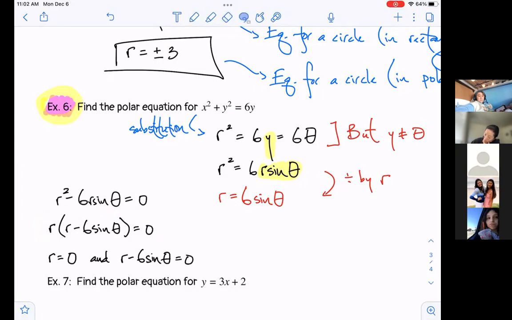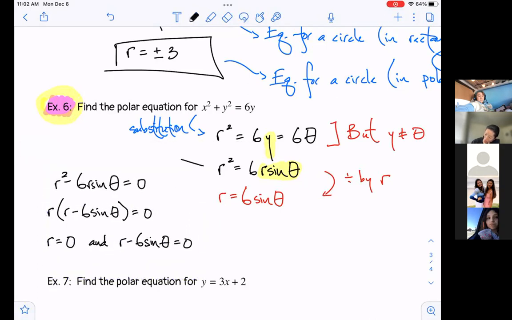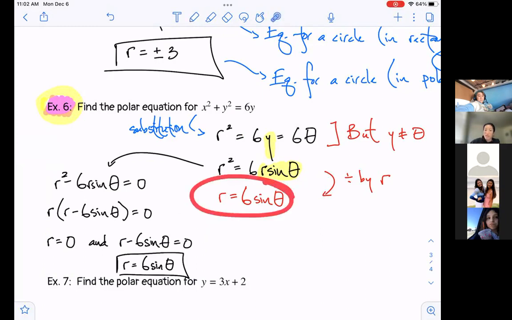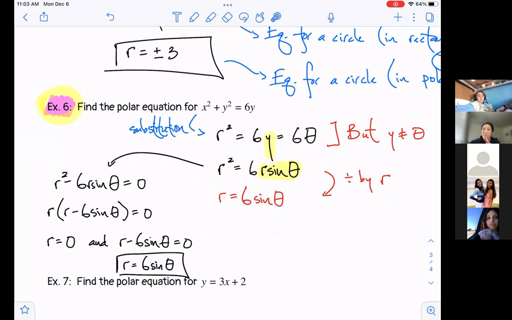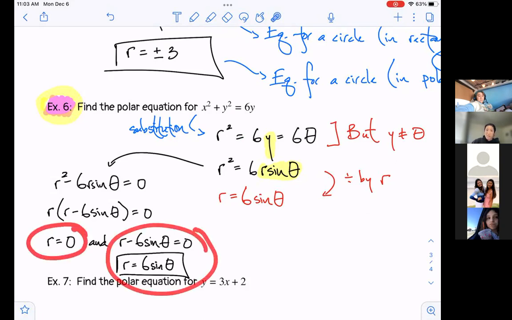Let's leave ourselves a little bit more room here. Right, so I get r equals 6 sine theta. That's what Dallas has got though. He got r equals 6 sine theta. So why am I writing this suggestion in red? Okay. I boxed off this answer, but you know what I left off? The r equals 0.